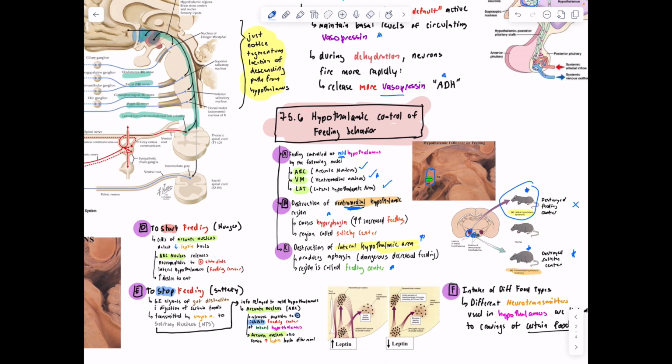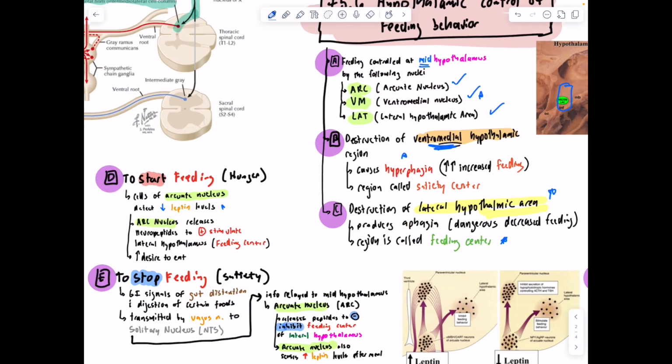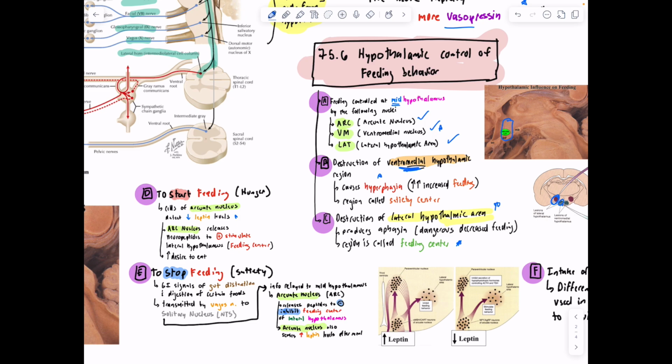So then, just more on starting and stopping eating. The arcuate nucleus is going to help with starting and stopping eating by sensing leptin levels, and it is going to stimulate the feeding center, the lateral hypothalamus, when it sees that leptin levels are low. Then to stop feeding, you're going to have GI signals of gut distension. You'll also have an increase in leptin that the arcuate nucleus is going to see. Gut distension via the vagus, via the solitary nucleus, is going to synapse with our arcuate nucleus, and the result is you're going to release peptides that inhibit the feeding center of the lateral hypothalamus.